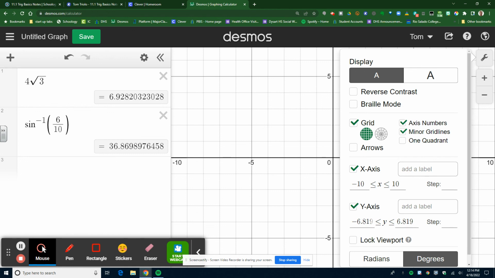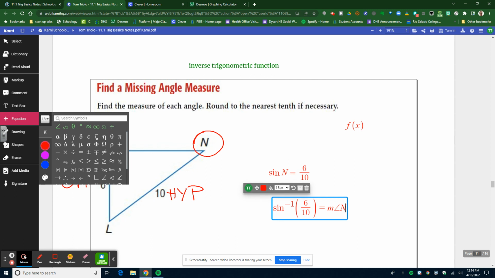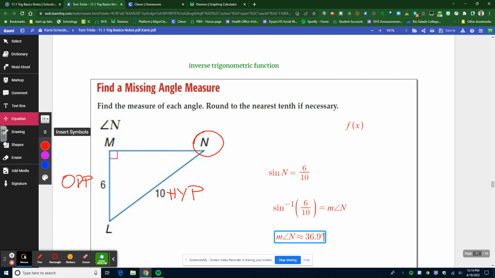I'm going to round this off to nearest tenth. That's 36.9 degrees. So measure of angle N, approximately equal to 36.9 degrees, which was pretty close to 30, right? Which makes sense because 10 is just a little bit less than double 6, so my angle should be pretty close to 30 degrees.